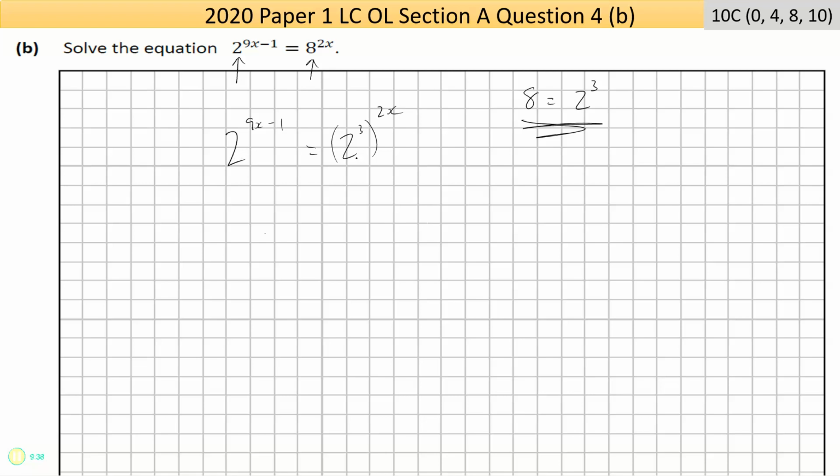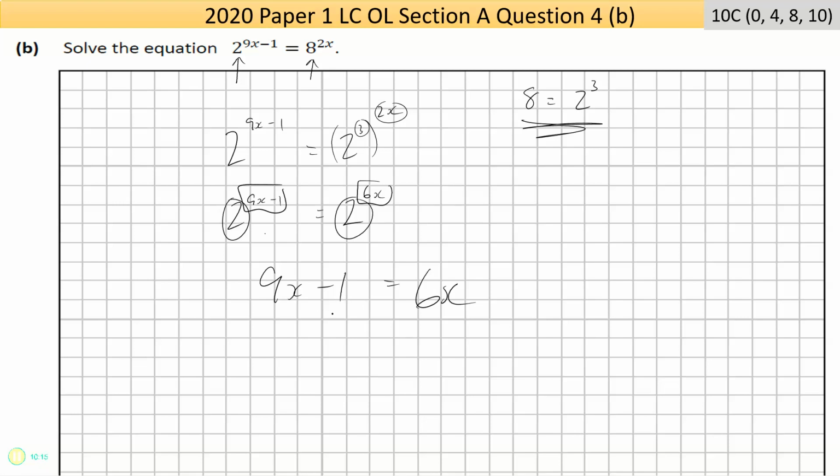So now the base numbers are going to be the same, but I've created a little problem here. If you ever see brackets and you're not sure what to do, multiply the brackets. Now, in this case, this is the power of a power, and what I'm going to do there is just multiply the little numbers. So it's 3 times 2x, which is 6x. Once you get to this point, if the two base numbers are the same, and they are now, I can ignore them and just equate the powers.